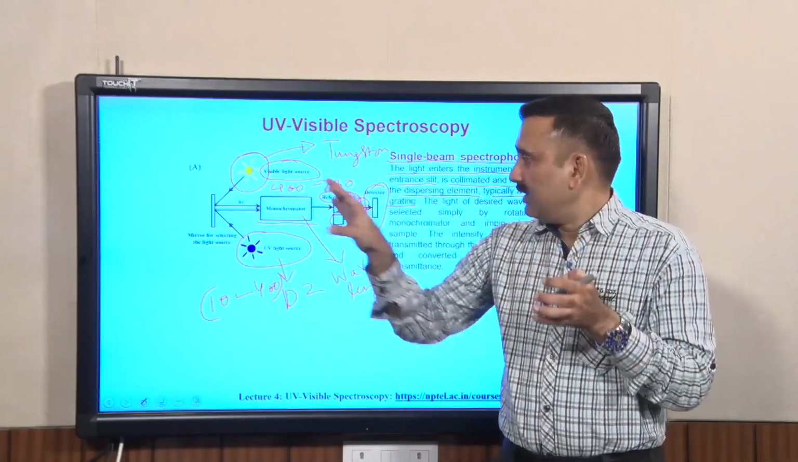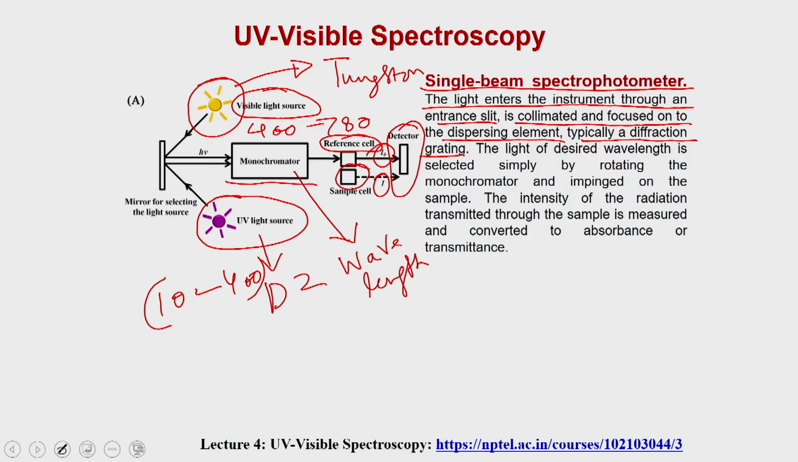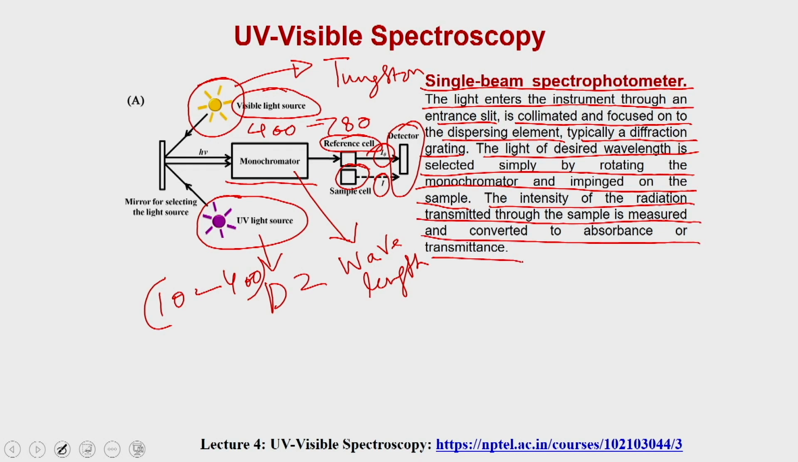So, the monochromator could be as simple as a prism or as complicated as monochromator gratings. It gives you light of the desired wavelength simply by rotating the monochromator and illuminating the samples. The intensity of the radiation transmitted through the sample is measured and converted to the absorbance or the transmittance.